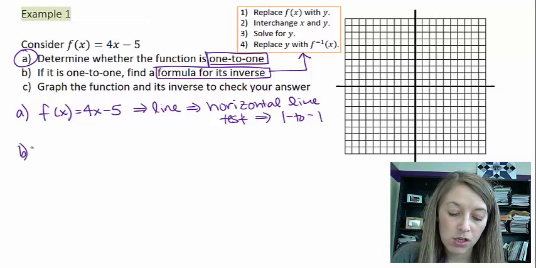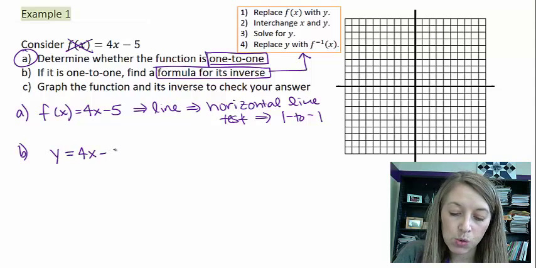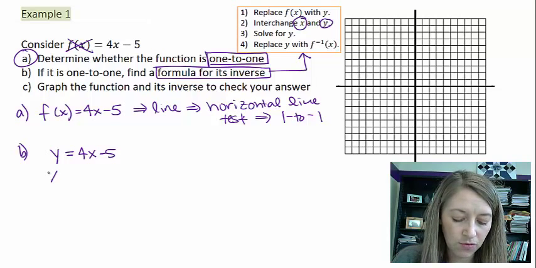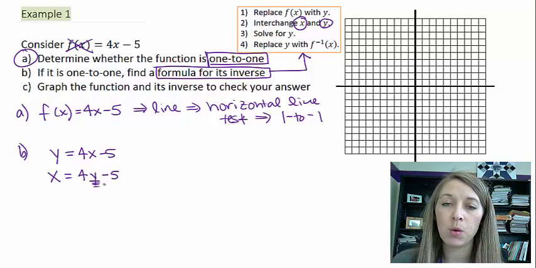So I take out f of x and I replace it with y equals 4x minus 5. I switch my x and my y variables, so I have x is equal to 4y minus 5. I want to isolate this y variable, and when I do that, that's going to give me my inverse function.